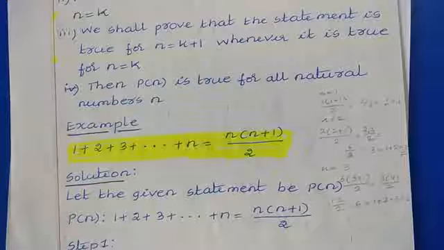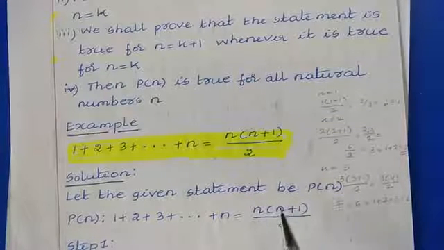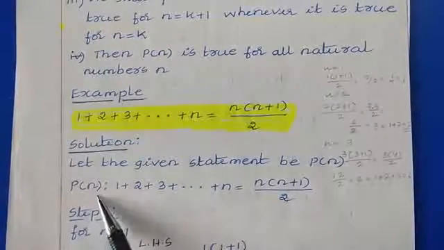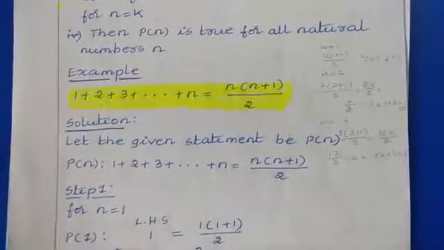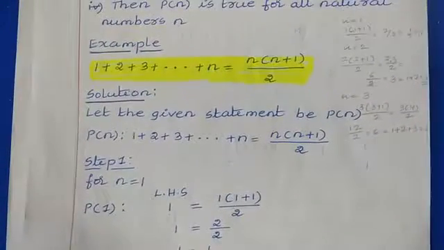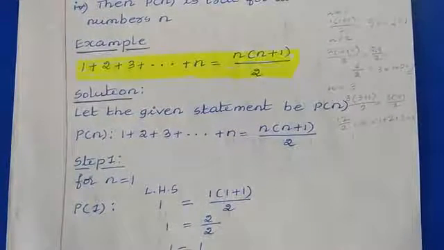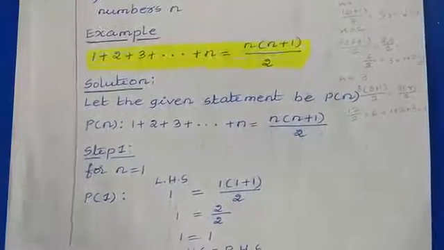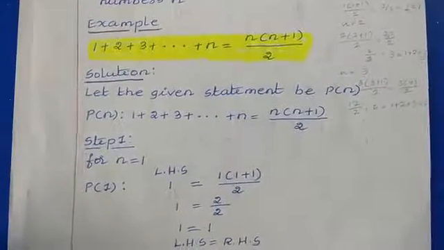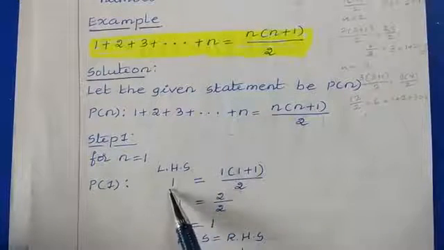The first step of the principle of mathematical induction is that we have to check the given statement for n is equal to 1. So for n is equal to 1, this becomes P of 1. Here we have to take the terms from the left hand side as well as the right hand side. The left hand side for n is equal to 1 means the first term. So on the left hand side we have the first term as 1, that is equal to 1.